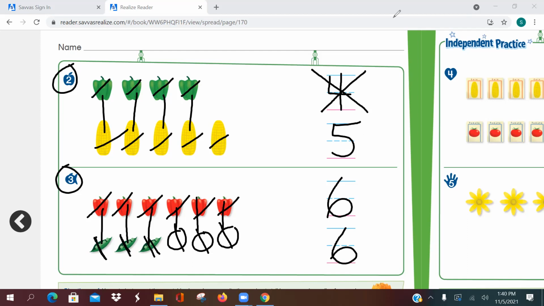All right, so now we're going to go to our independent practice, and I want you to do that on your own. That is the next page.